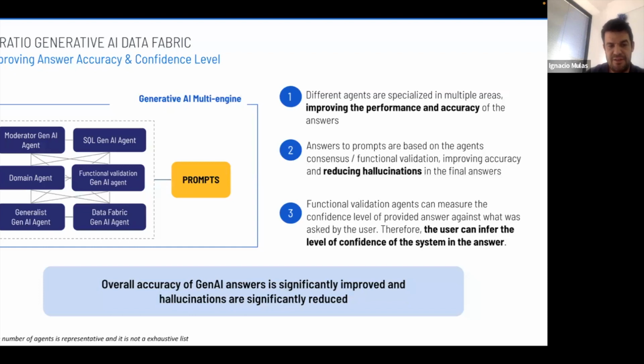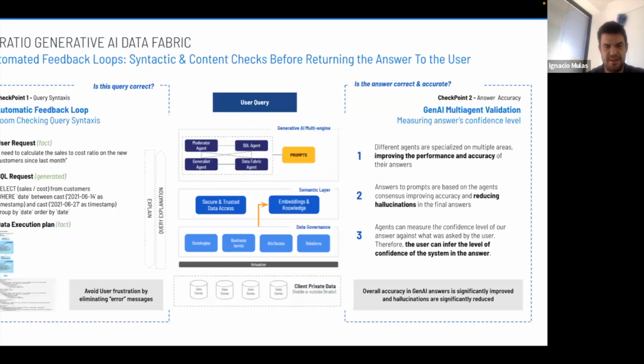So overall, what we achieve with this is reducing a lot the hallucinations, or things that are not really real, but also improving the capability, capacity and accuracy of the answers in the systems. Also, this is just a small representation of things that they do internally.